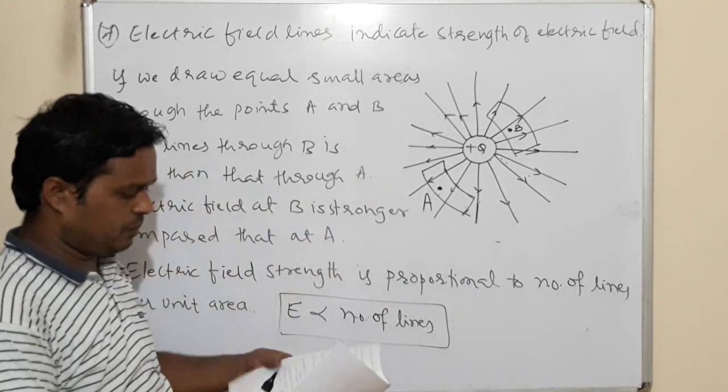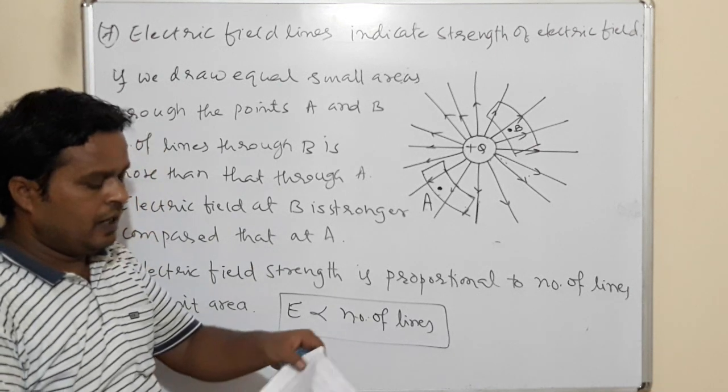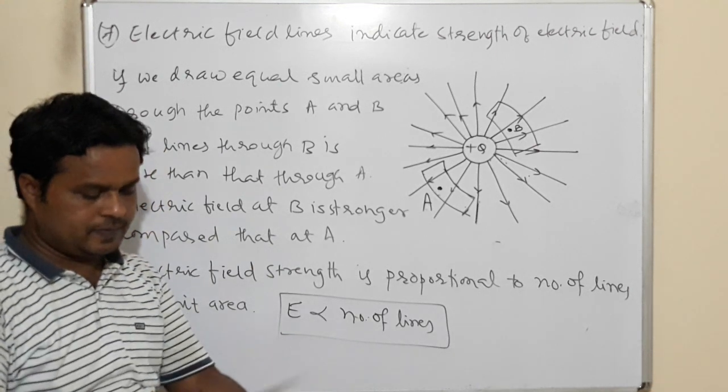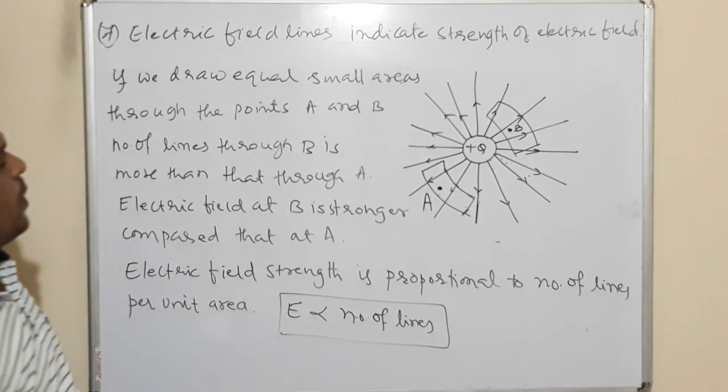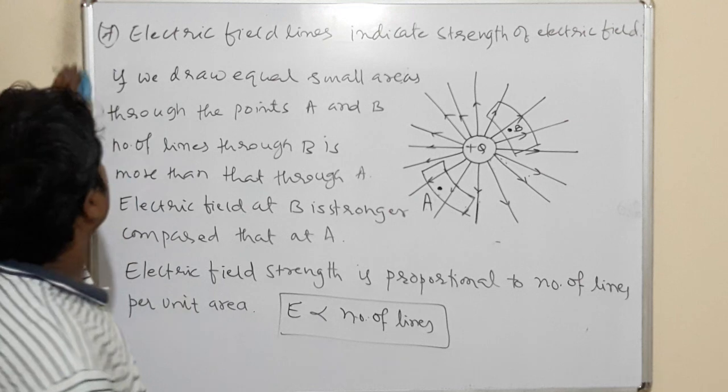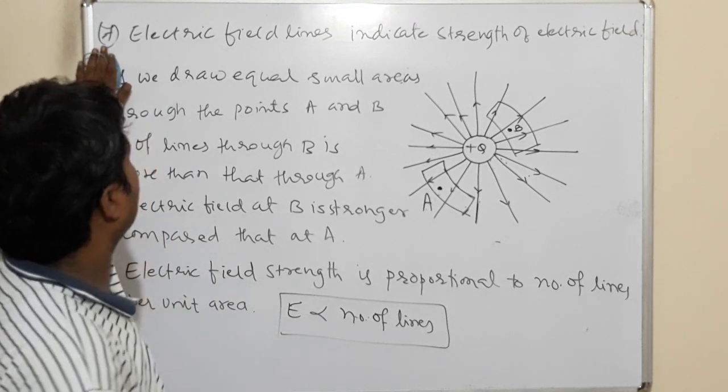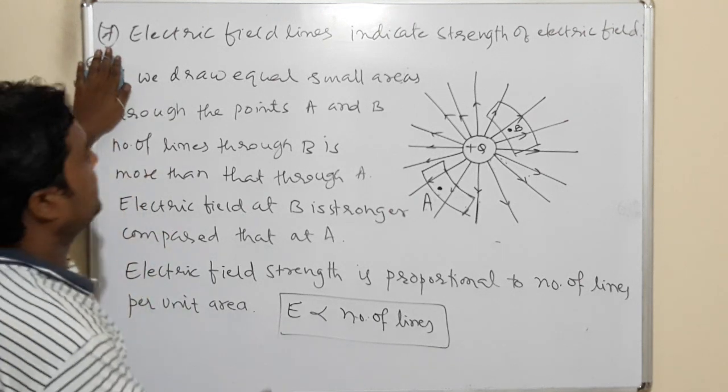Now we will solve some examples based on this, using these electric field lines. This is property number 7. One more property is there. You make a note of this first.